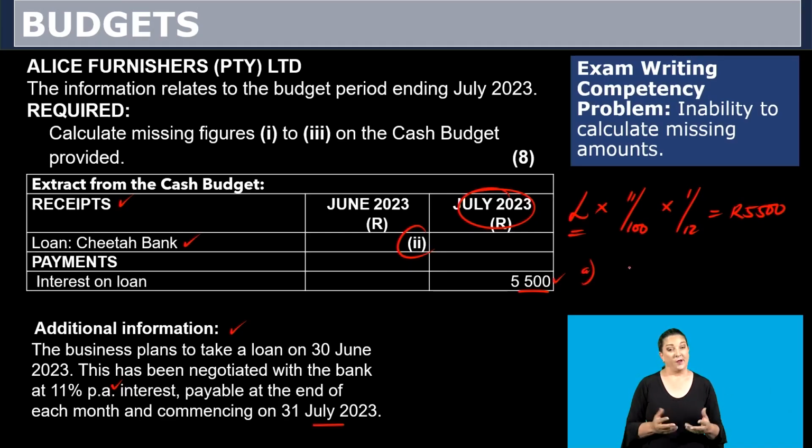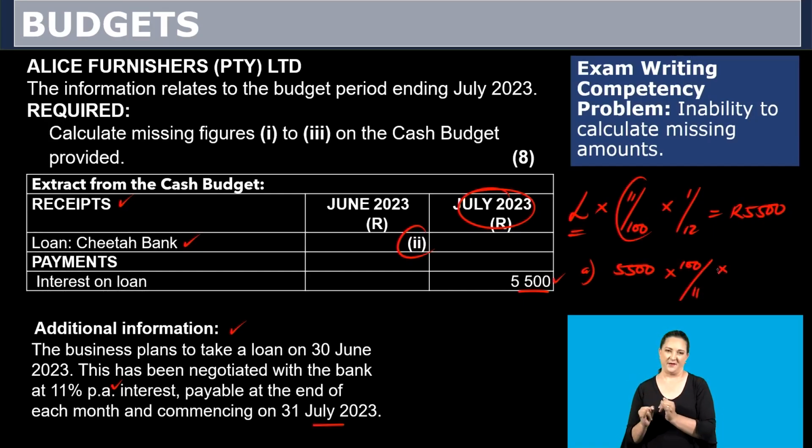Option A, you simply say your 5,500. Now you multiply that by 100 over 11. You multiply that also by 12 over 1. And it will give you your loan amount. If you punch this in the calculator, it gives you 600,000. This is option A.